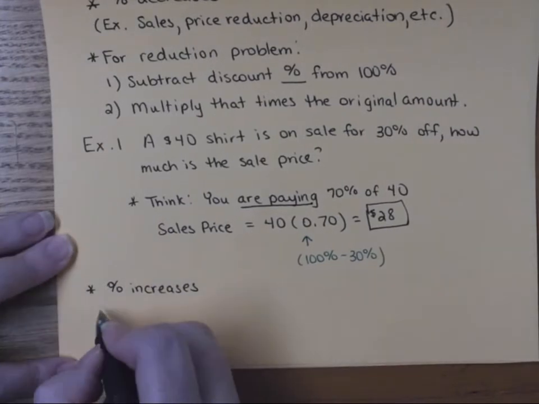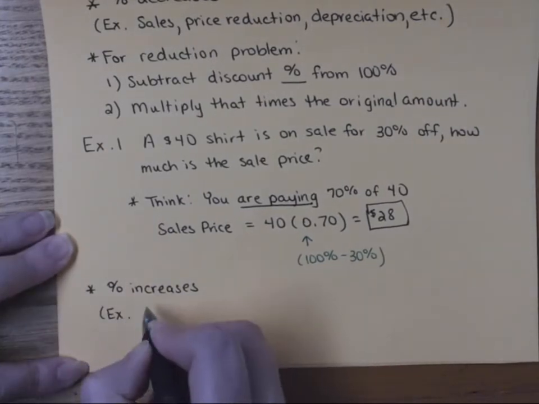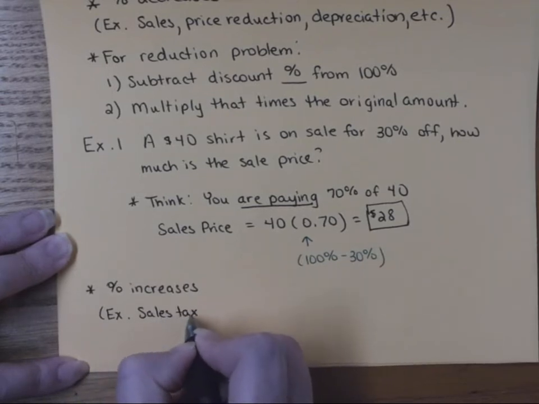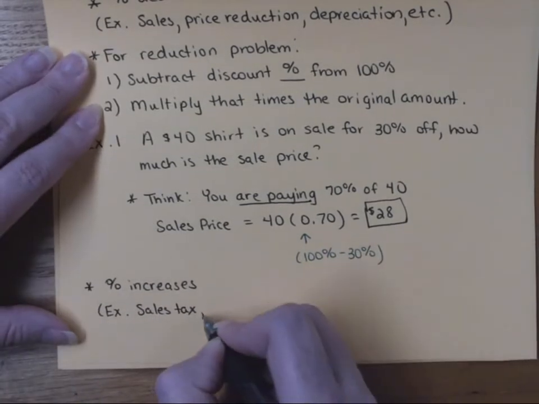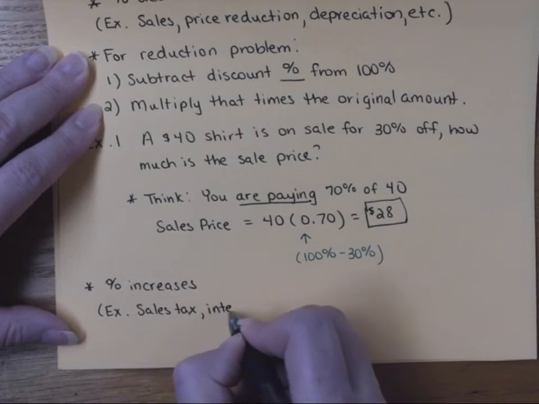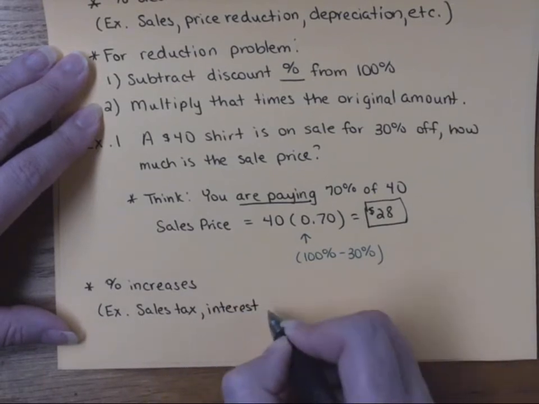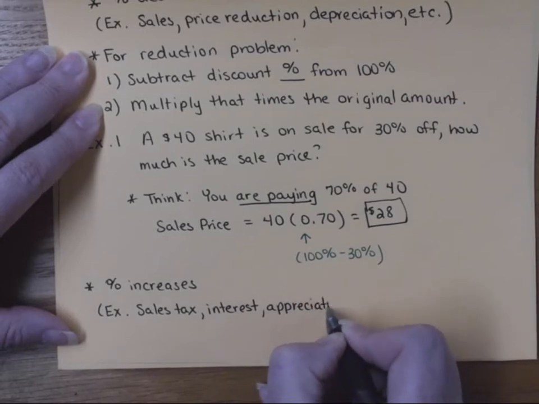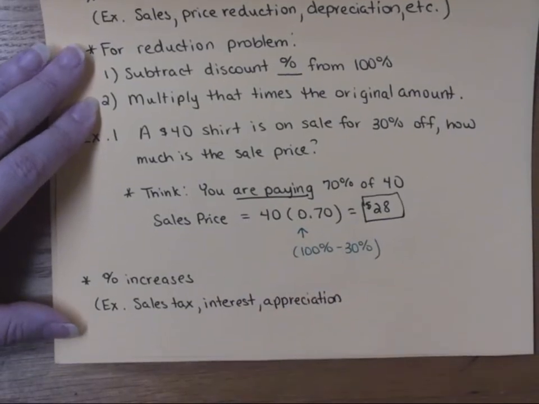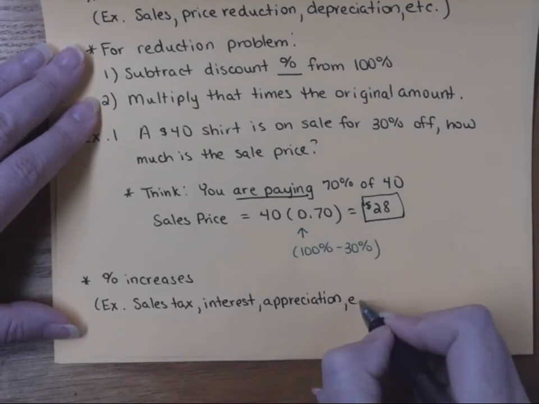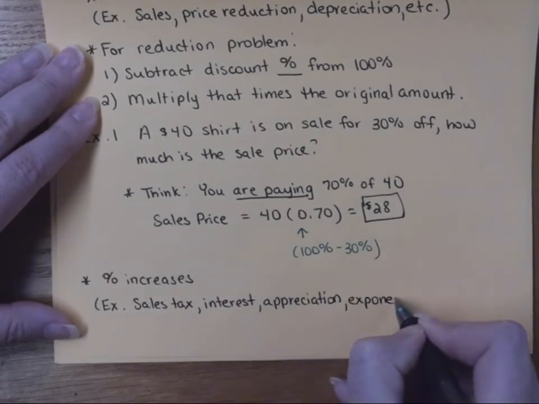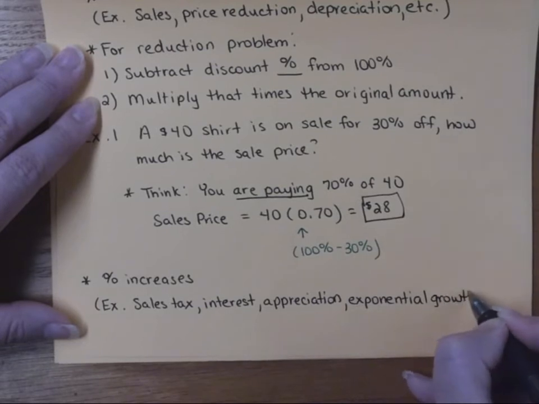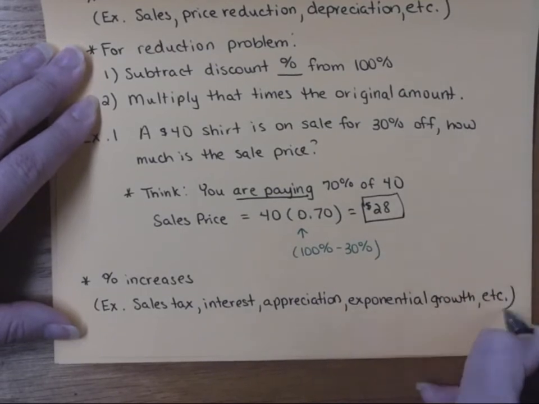Okay, so let's talk about some things that are increases. Sales tax, right? You're adding to the purchase price. Interest, like if you have a checking account or savings account that earns interest. Appreciation, like a lot of times real estate grows in value, right? A lot more technical, but technically this would work too. Exponential growth, like anything that's going up. So I'm just going to say etc.